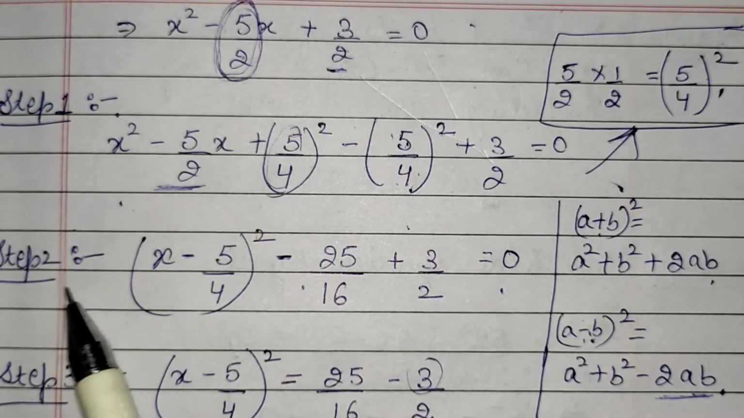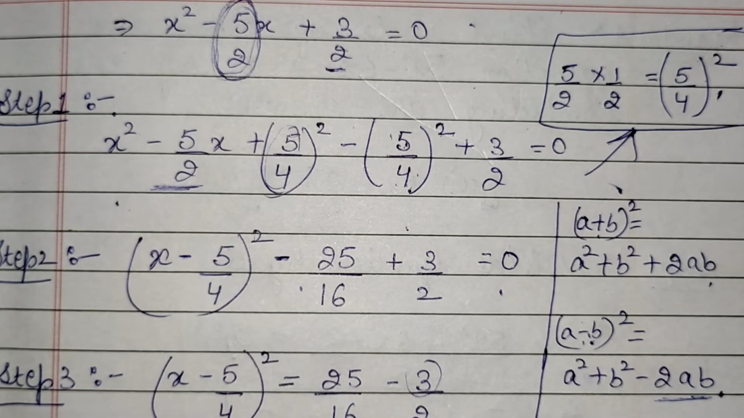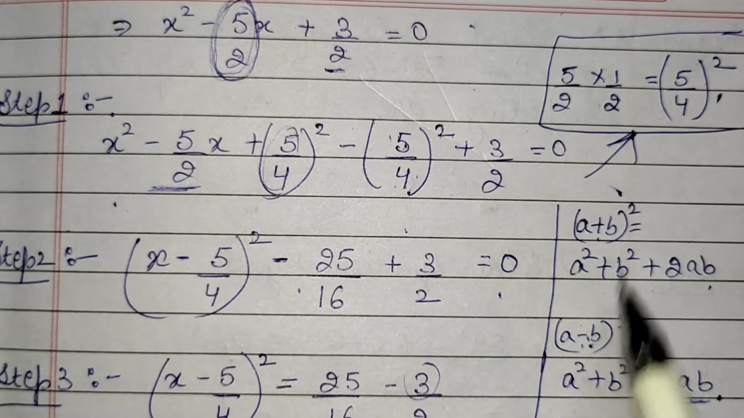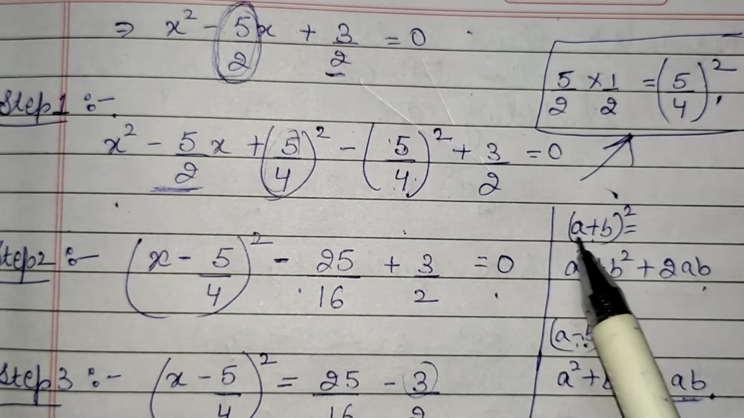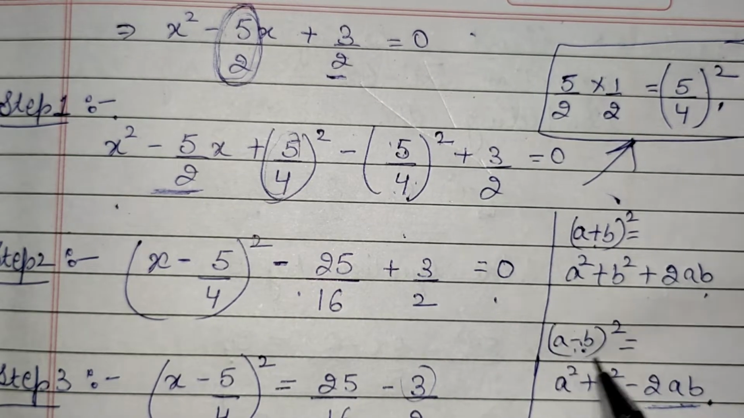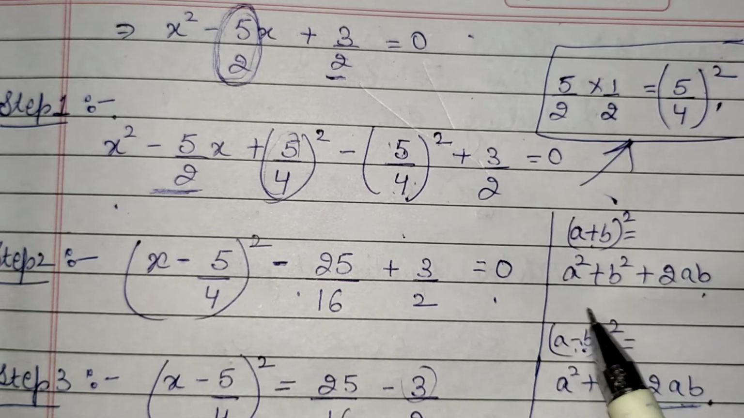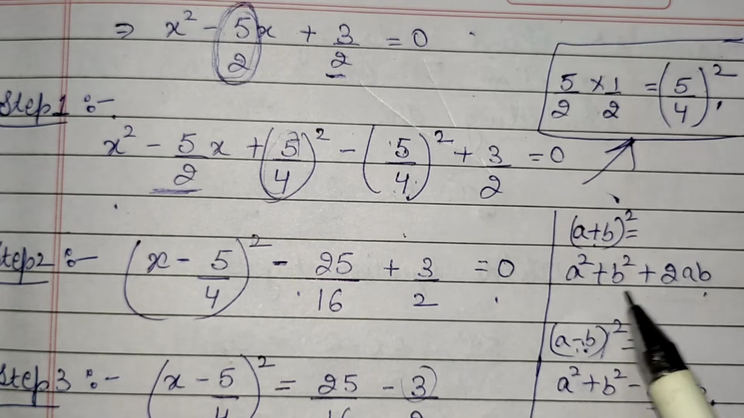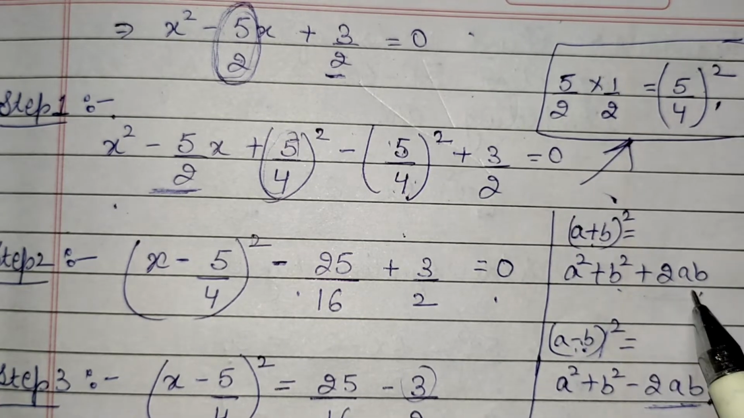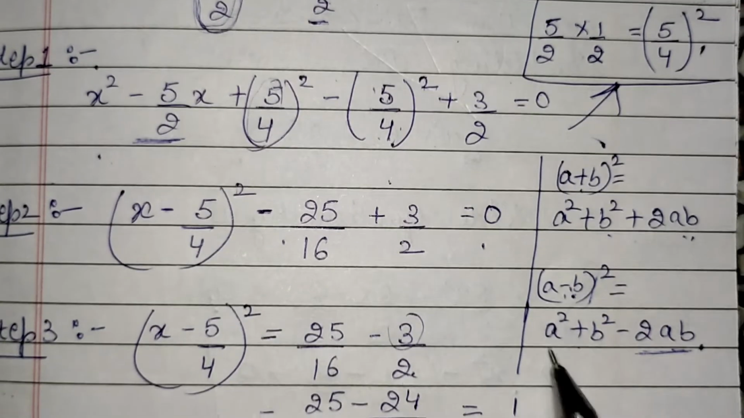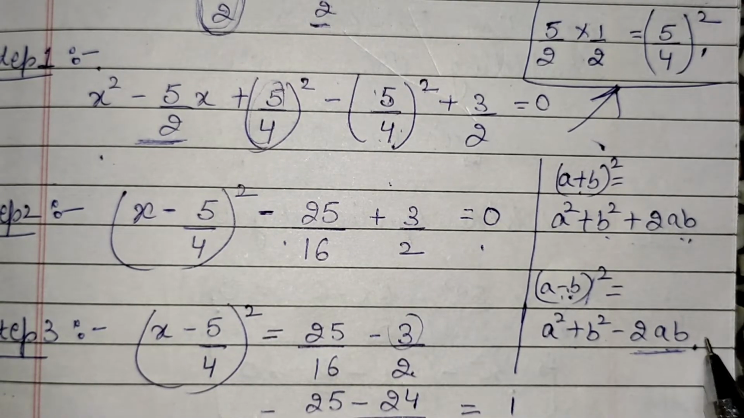Step number 2 is the main step in which we will form the complete squares. How will we make the complete squares? Using these two formulas: a plus b whole square and a minus b whole square. a plus b whole square is what? a square plus b square plus 2ab. And a minus b whole square is what? You know it very well: a square plus b square minus 2ab.